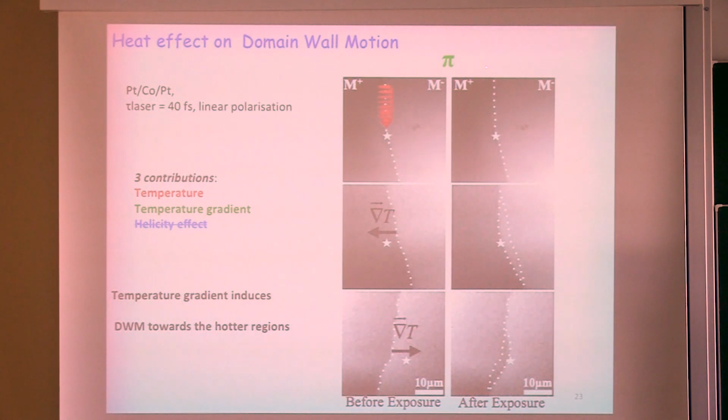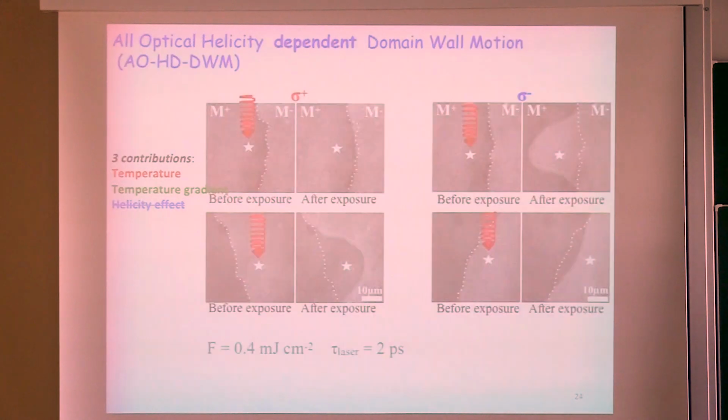So basically, with the linear excitation, you have a temperature gradient, and the domain wall is going to move toward the hot part. Now, if we put some, sorry, it's wrong. If you put some helicity, and then instead of shining on the domain wall, but a little bit away from the domain wall, you see that your domain wall is moving, and it's moving further than the domain wall position.